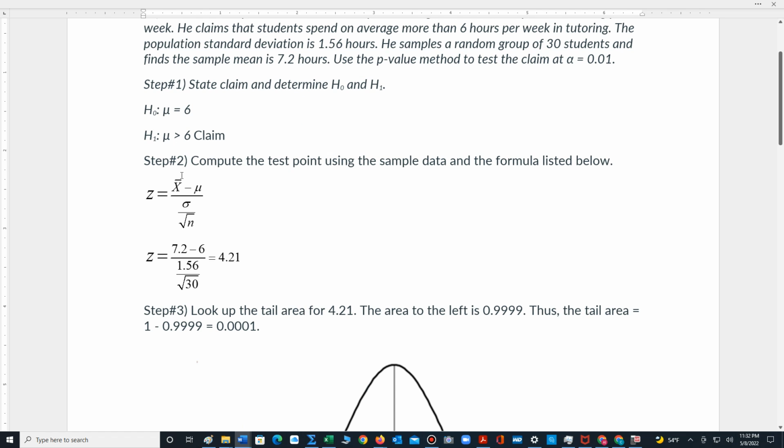Now in step 2, we have to compute the test point using the z formula: x bar minus mu divided by sigma over radical n. X bar is the sample mean, 7.2. Mu is 6, so mu is equal to 6. The population standard deviation is 1.56. N is 30. We type this into our calculator and compute to get 4.21.